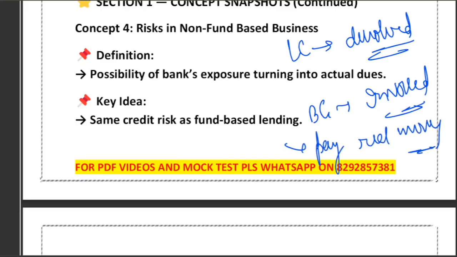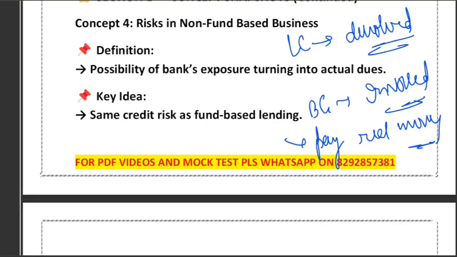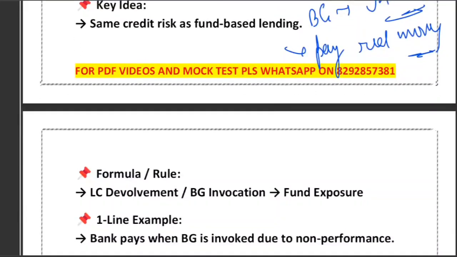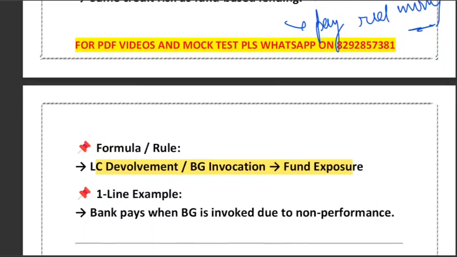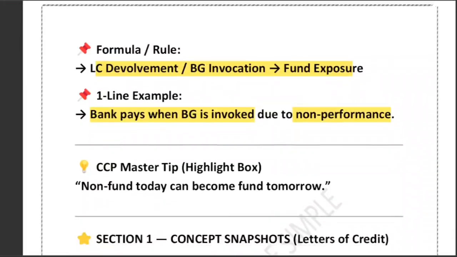So the rule is: LC devolvement, BG invocation, fund exposure. Very important thing. Suppose the LC gets devolved, the BG gets invoked, this leads to fund exposure. For example, if the contractor fails to perform, the BG is invoked and the bank will pay due to non-performance. So this is a very important line for the exam.